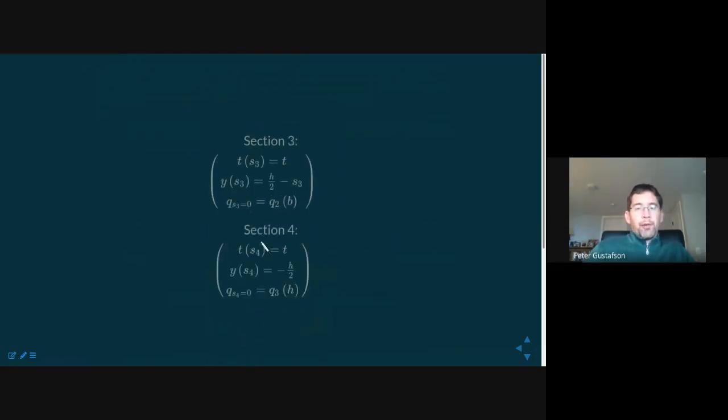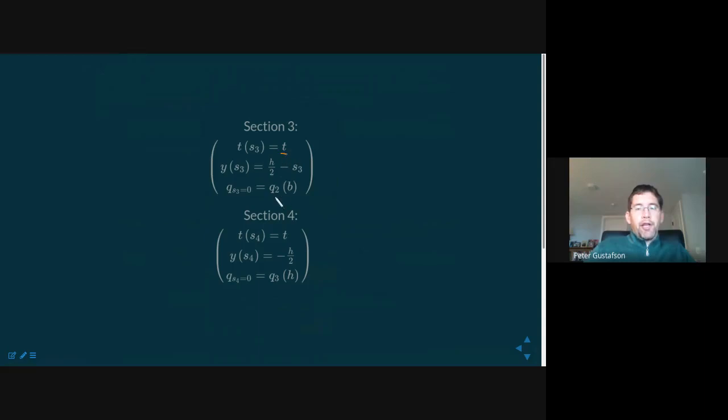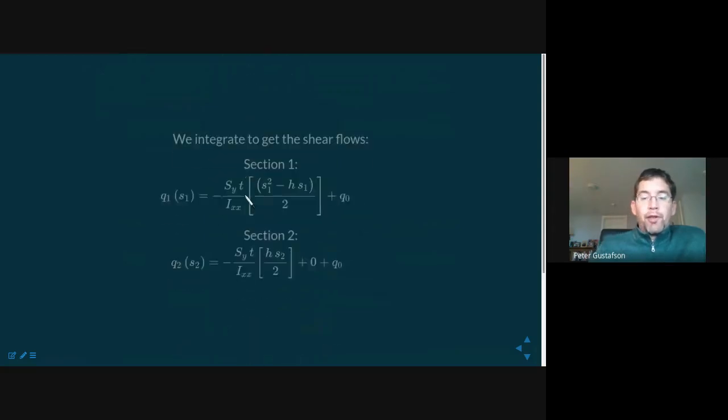Okay, section 3, similarly, we still have a constant T for these lecture examples. That's going to be true. In the homework, it might not be. In general, for real structures, it might not be. Y of S3, so this is the Y value. Again, this is a slope-intercept form. It's linear from top to bottom. At S3 equals 0, it has to be positive h over 2, and it decreases as you go forward, so this checks out.